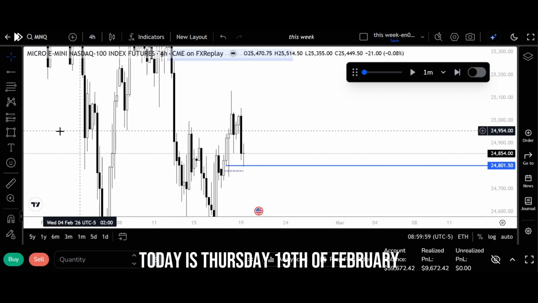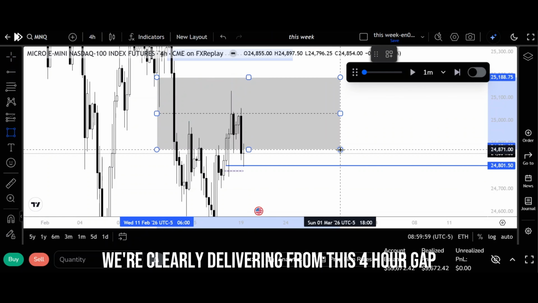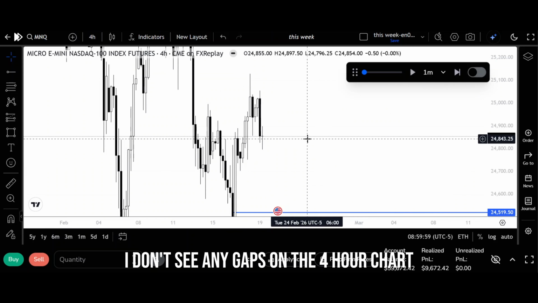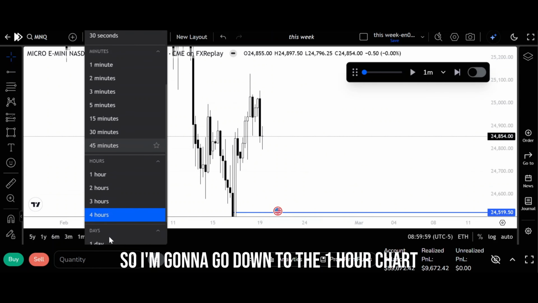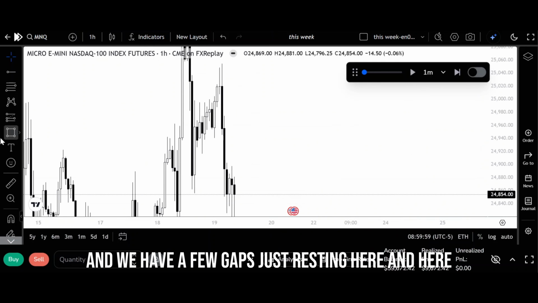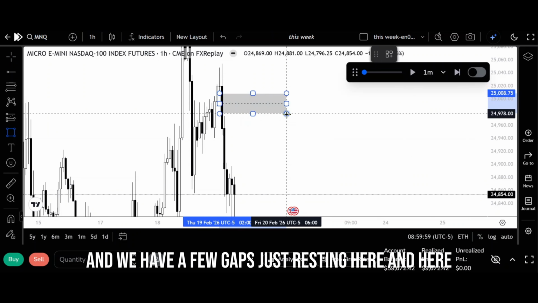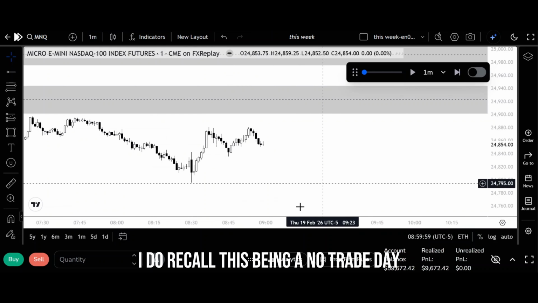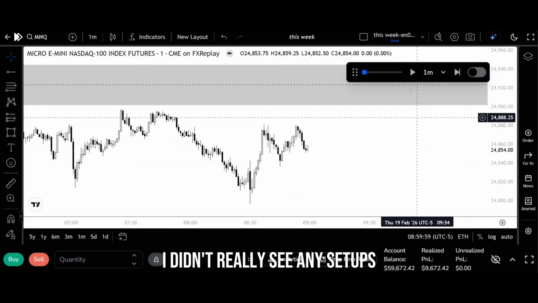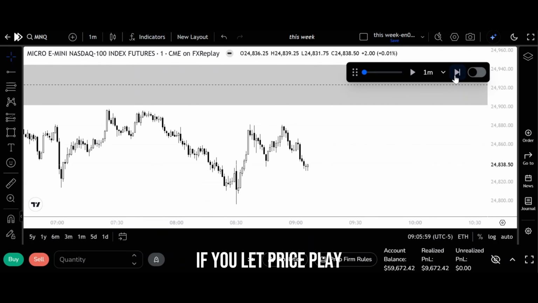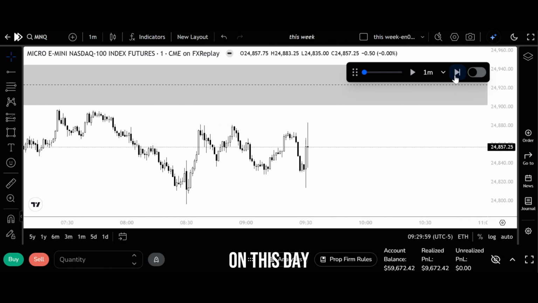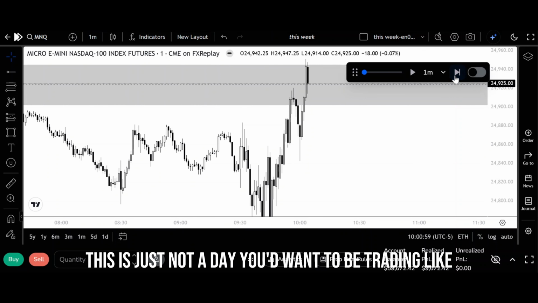Today is Thursday, 19th of February. We're clearly delivering from this 4-hour gap, so we're trending downwards. I don't see any gaps on the 4-hour chart, so I'm going to go down to the 1-hour chart, and we have a few gaps. So it's resting here and here. I'm going to be honest, I do recall this being a no trade day. I didn't really see any setups. If you let price play, there was just really nothing for me to enter on this day. This is just not a day you'd want to be trading.